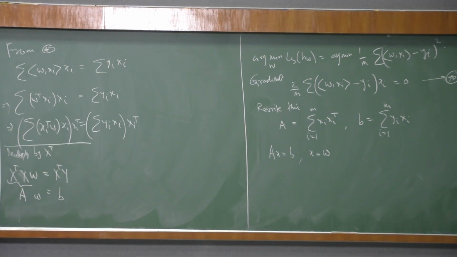Usually the derivations we do are like this, but they are related. Eventually you can see both are the same. So X transpose X is exactly the A that you are looking for, and X transpose y is the b that we are looking for, and w is the same w.